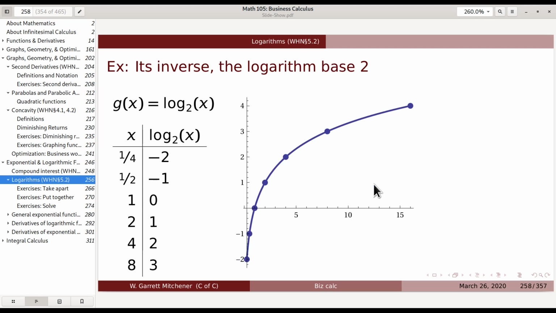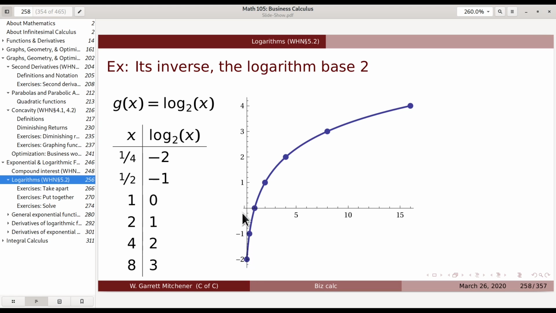The logarithm with base 2 has several important properties. For one thing, it's increasing. It's also concave down. And furthermore, it's only defined for positive numbers. If you'll notice, there's no axis drawn over here for negative numbers as inputs. And instead, there's a vertical asymptote here.